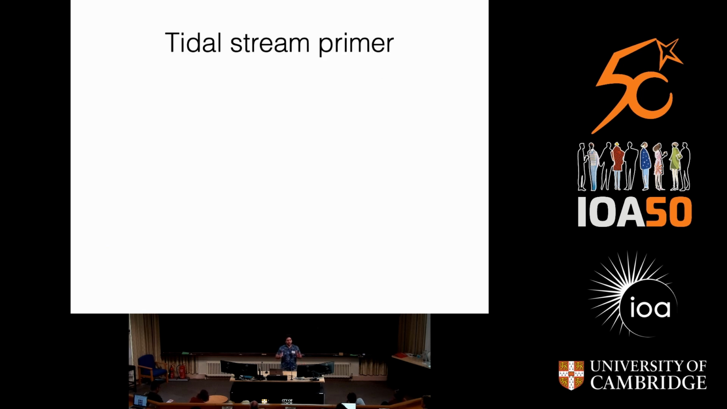Because it's a broad audience, I want to start with a really basic primer of what streams are and why they're useful. This is a toy model of how a stream looks. You have a ball of stars. Streams form as a globular cluster or a dwarf galaxy goes around the Milky Way. This here is a little ball of stars that I've drawn, and it's going to be orbiting around the galaxy.